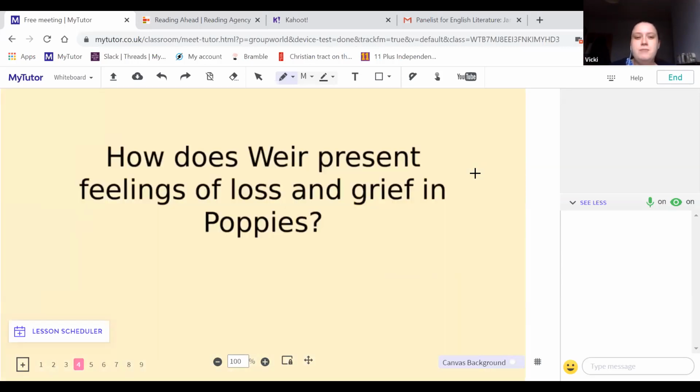So how does Weir present feelings of loss and grief in Poppies? I thought that was probably the nicest, the broadest question I could give you guys. Obviously in the exam you are given a poem, so for example Ozymandias, and it says describe how power and conflict is shown in this poem and compare it with one other poem. Now obviously when I'm teaching you individual poems, it's difficult to do comparisons, hence why I've come up with a big topic question to answer instead. But I'm going to go through with you what I think would work well in terms of comparison, and talk you through why I think that. And I've got a resource to show you which I found on TES, which you can pick up for free, which is really, really good.